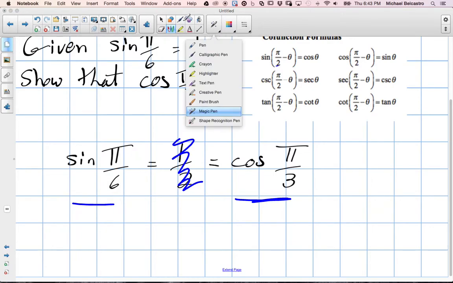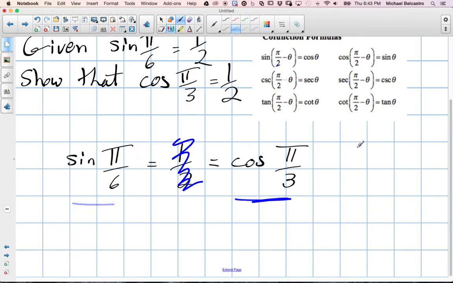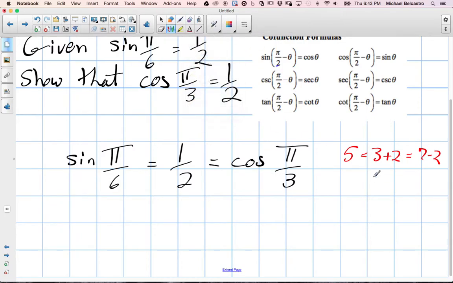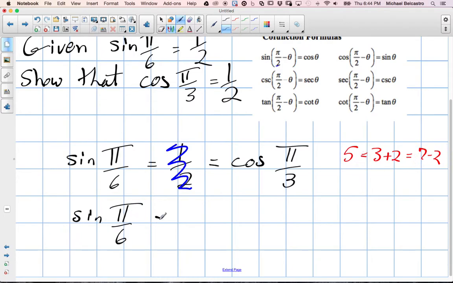It'd be the same concept of me saying, oh, 5 is equal to 2 plus 3, which is also equal to 7 minus 2. Yeah, that's true. I could pair up any two of these, right? Or maybe this pair, or maybe this guy and this guy, and they're all true when we set them equal to each other. So the half part here is unimportant to us. We can kind of drop that off, and now we're just going to work with sine pi over 6 is equal to cos pi over 3.